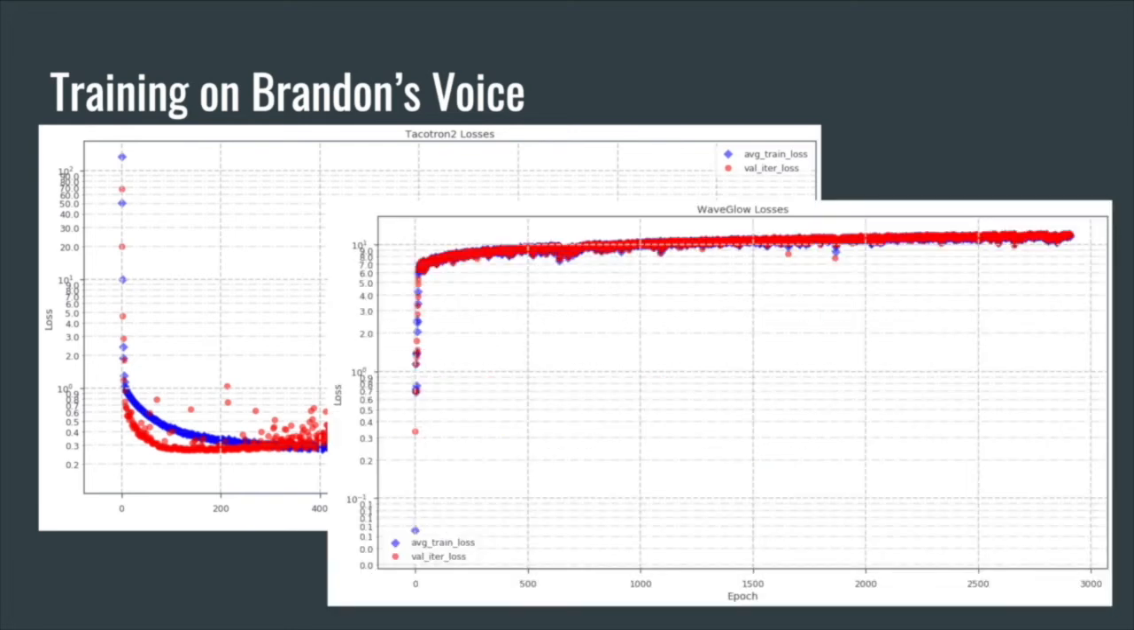Similarly, for the WaveGlow losses, we are getting a steady increase, and as I mentioned in the previous slide, we do not see the same type of overfitting behavior in these curves. These training curves, while they look good, do not result in a model that produces high-quality speech outputs. The next few slides will focus on some failure analysis that we did to explore the possible reasons for this behavior.